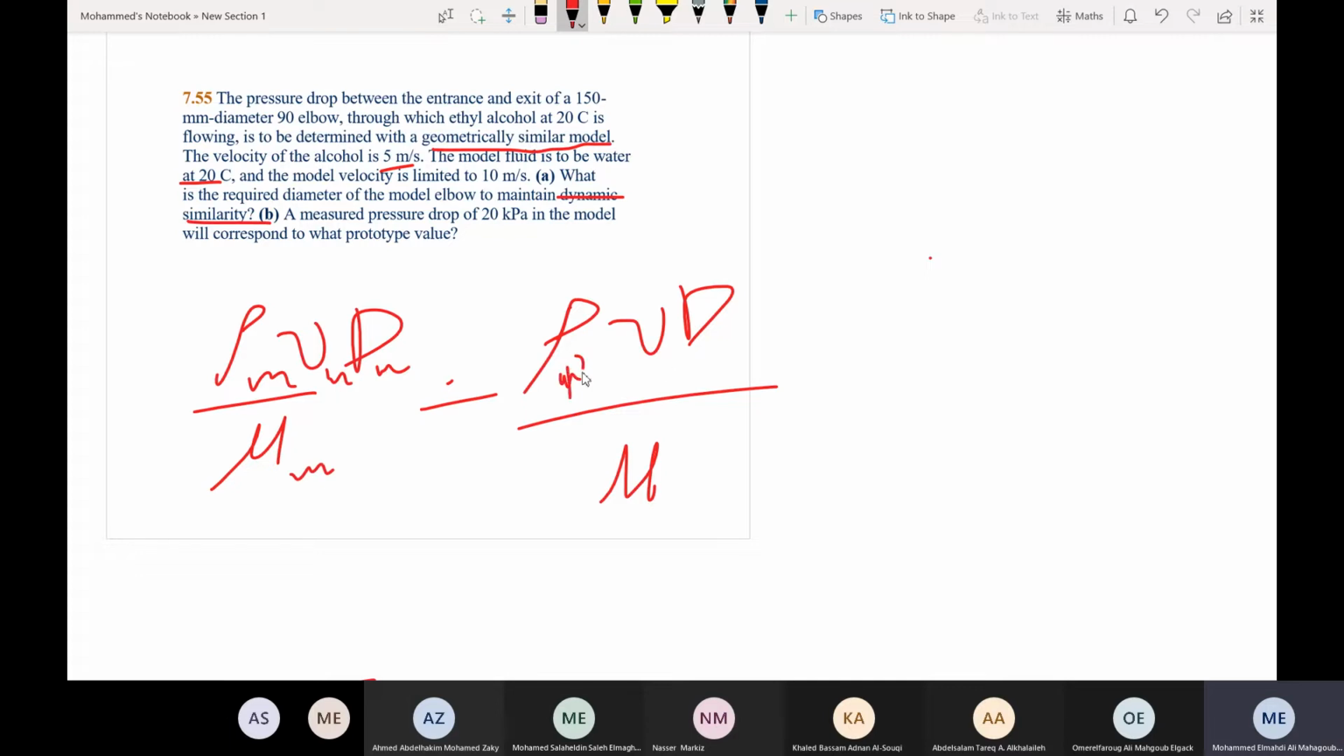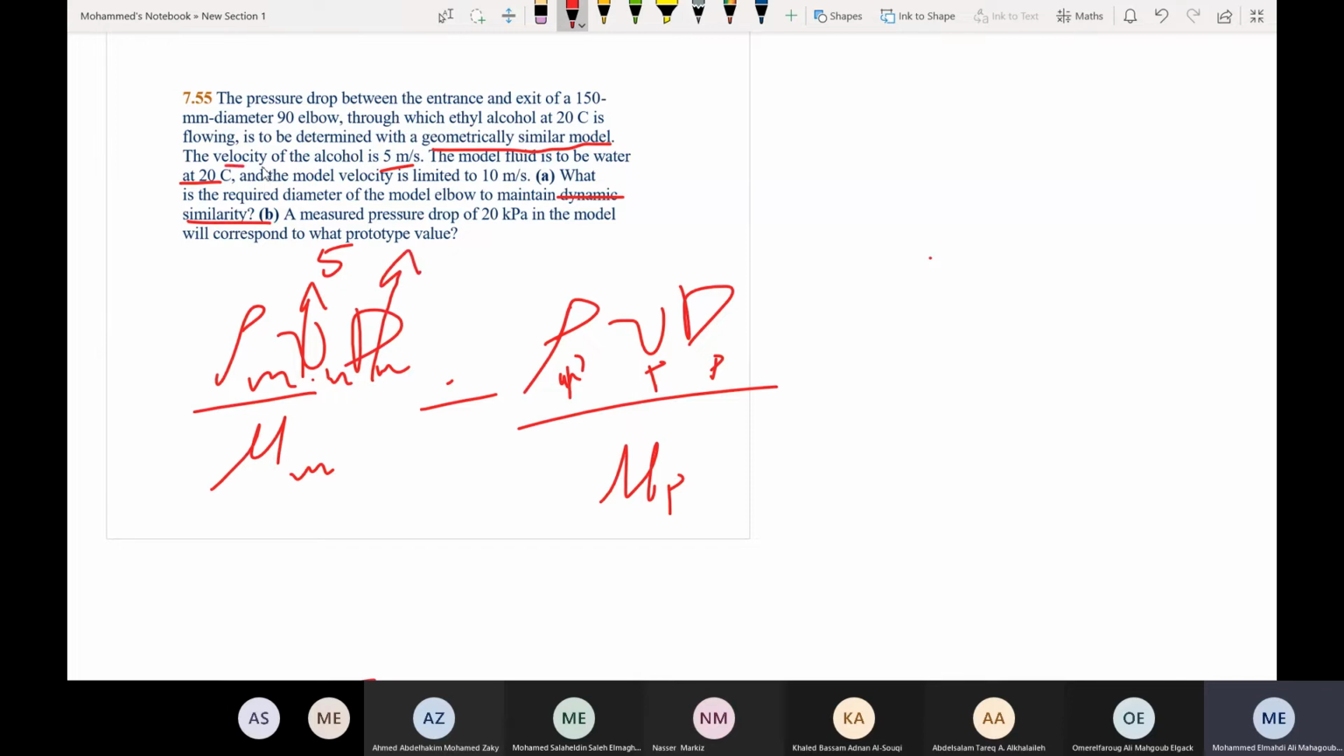Model. Prototype. Our model is the one through which the fluid is to be determined with the geometrical similarity. The velocity is 5, the velocity of the alcohol, and the model fluid is to be water. This is the same 5 for alcohol. It doesn't matter if you choose this one as the model or this one as the prototype. So let's continue.